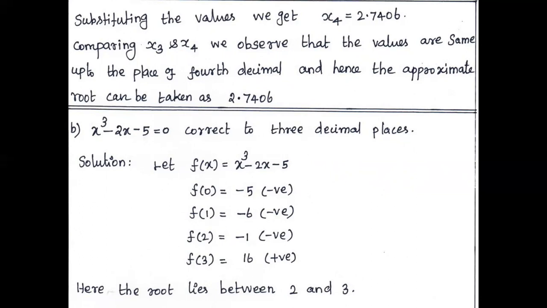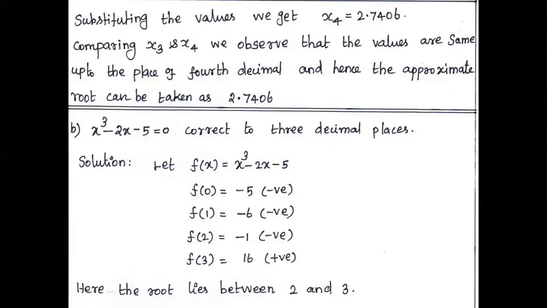Now the second one, the expression is x cubed minus 2x minus 5 is equal to 0. Here we need to correct to 3 decimal places. Consider the given function as f of x, x cubed minus 2x minus 5. Give the values for x randomly such that one value must be negative and another value must be positive. So putting x value 0, we get minus 5, that is negative. f of 1, putting x value 1, we get minus 6, that is also negative.